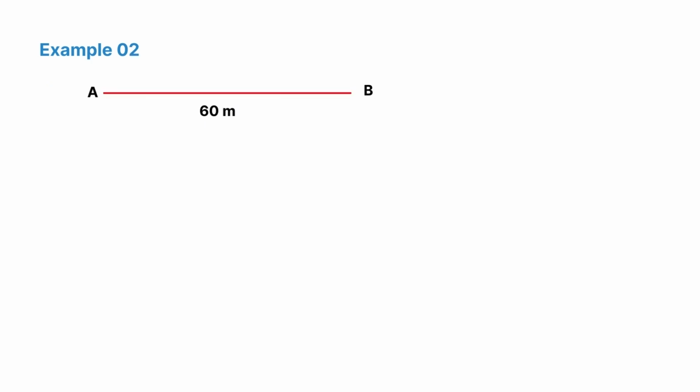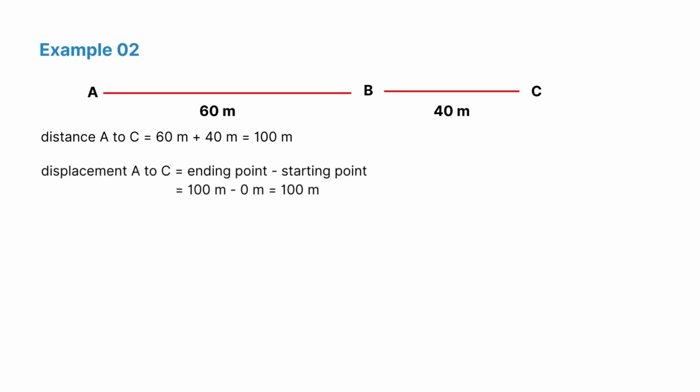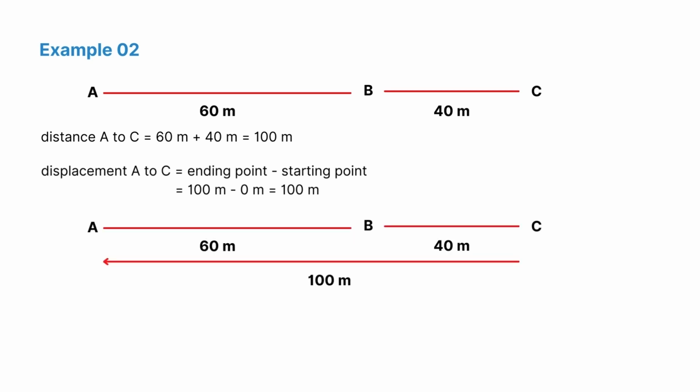A child is walking 60 meters from A to B, so here everything is shown to you in this diagram. The child starts from point A and walks towards point B. Now the child walks another 40 meters along the same direction, from B to C. So if they tell you to find the distance, you have to add A to B and B to C, that is 60 meters plus 40 meters equals 100 meters. If you take the displacement, it is the shortest distance between starting point and ending point, that is point A to point C. So it's again 100 meters.